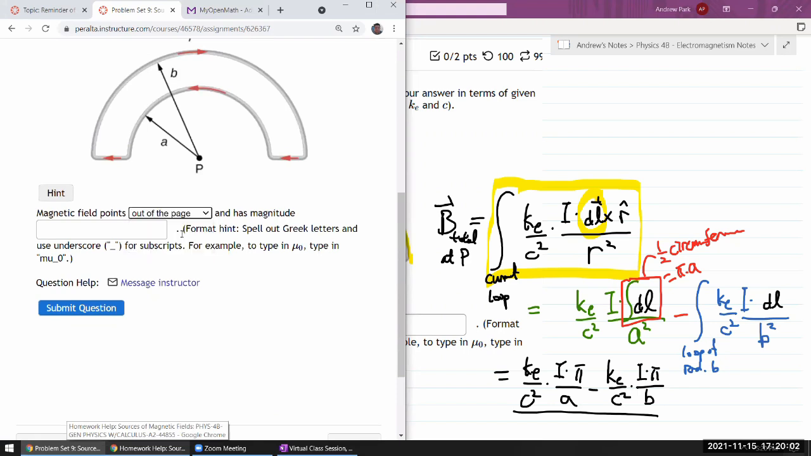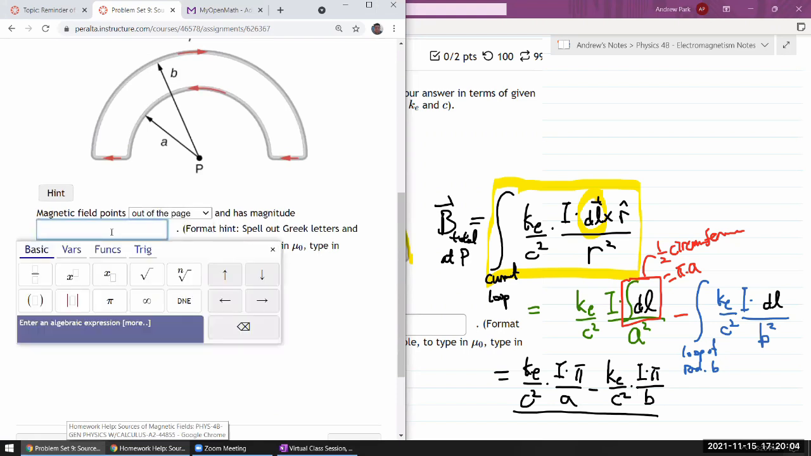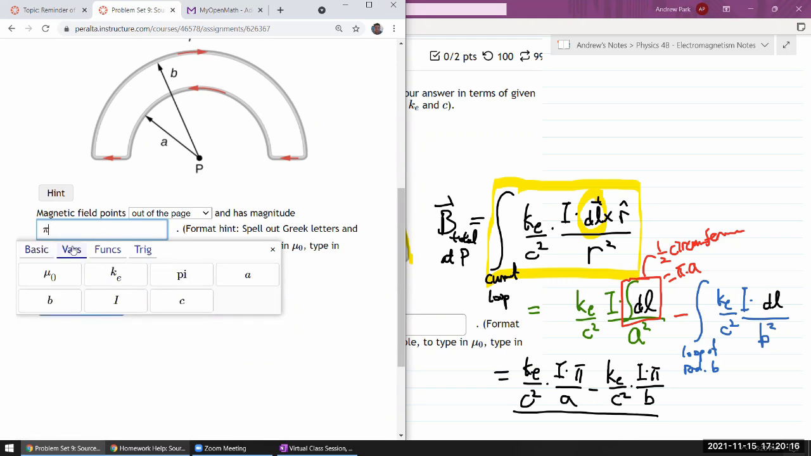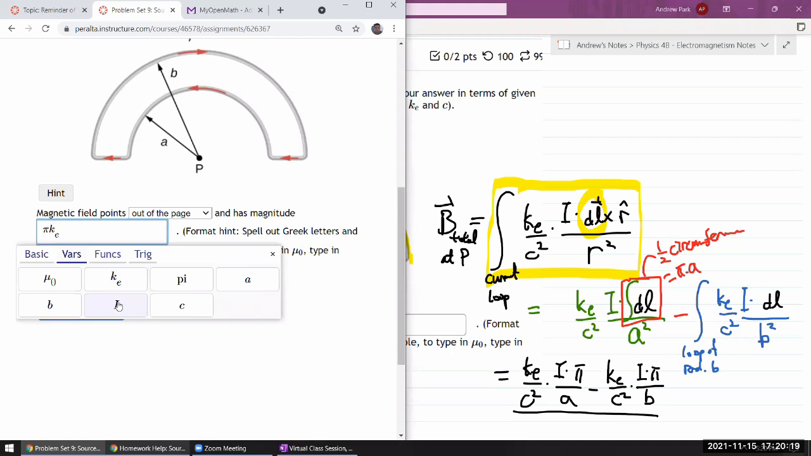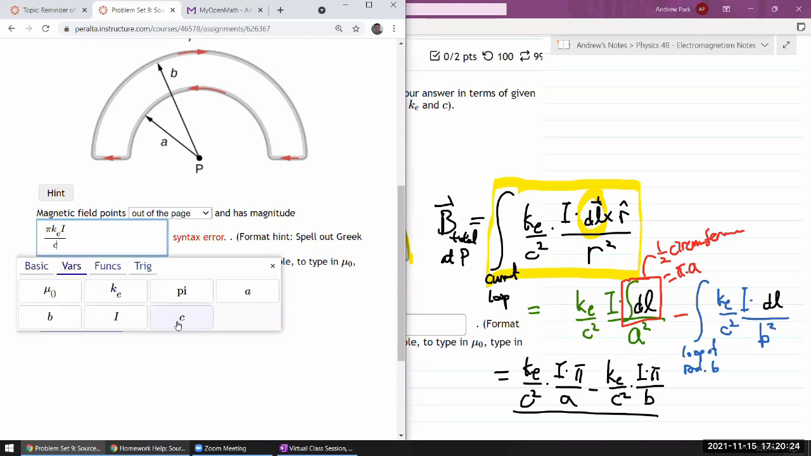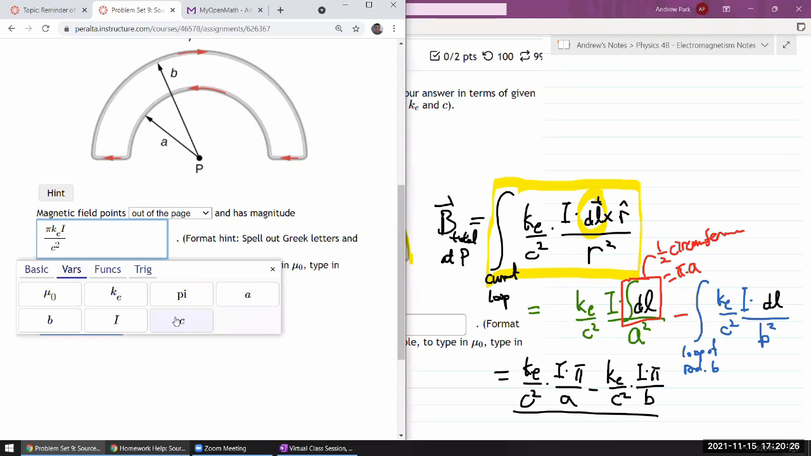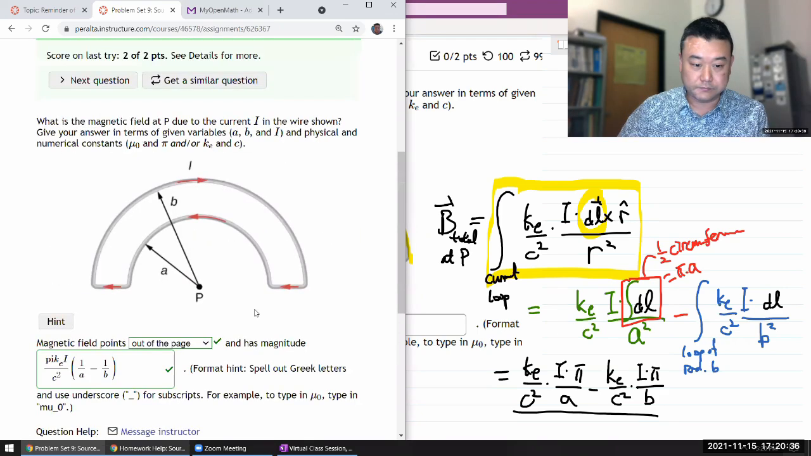So magnetic field points out of the page, and here I would just say, okay, I'm gonna factor out pi ke times I over c squared. So do I have, okay, pi times ke times I divided by c squared. And then after factoring those out, I have 1 over a minus 1 over b. So that's it, I hope.